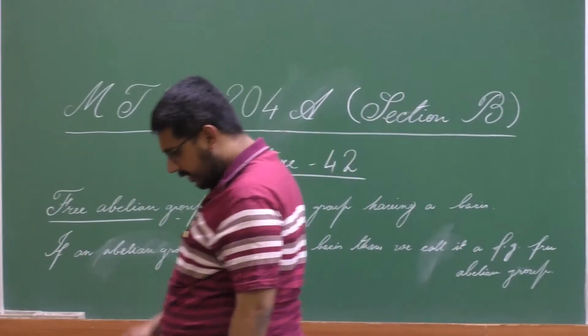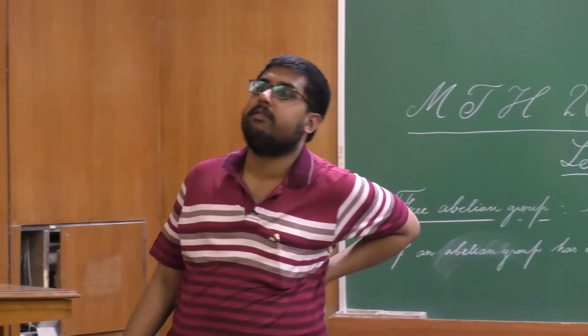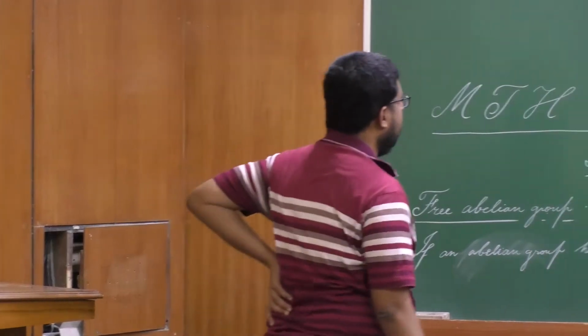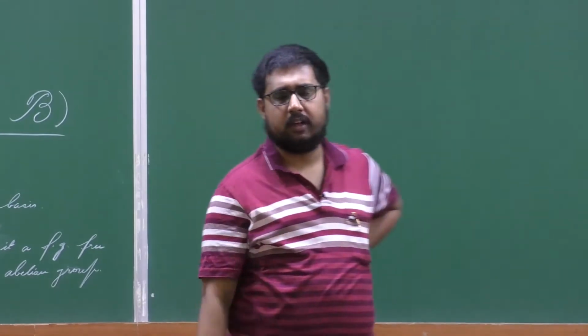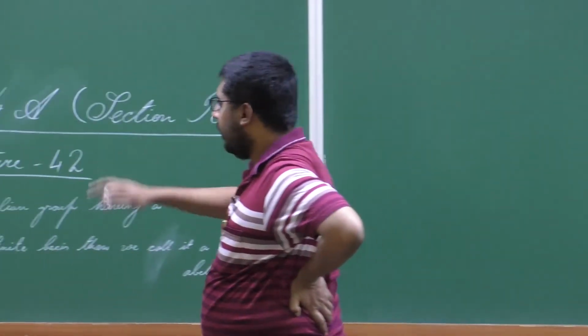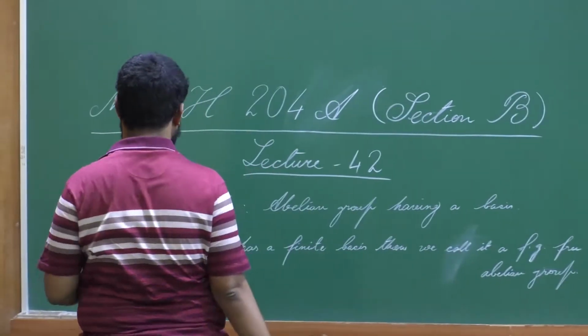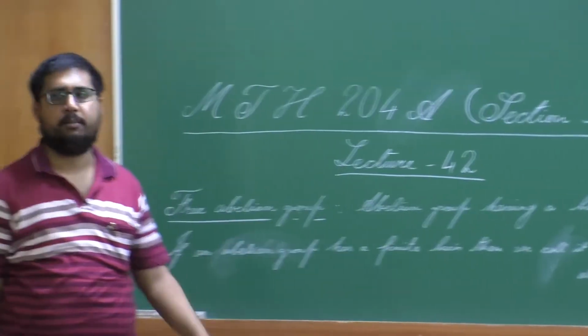This is the 42nd lecture of the course MTH 204A for section B. Recall that in the last lecture we started discussing free abelian groups. So what is a free abelian group? It is an abelian group having a basis.